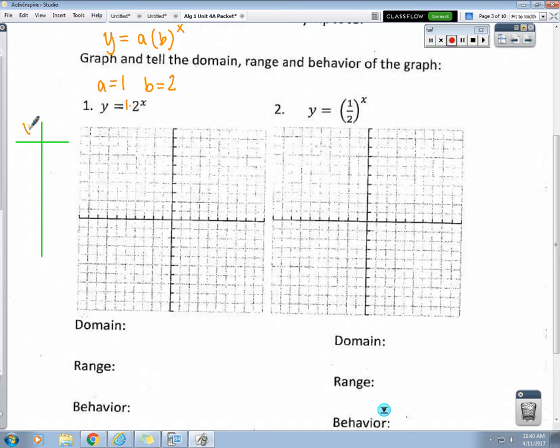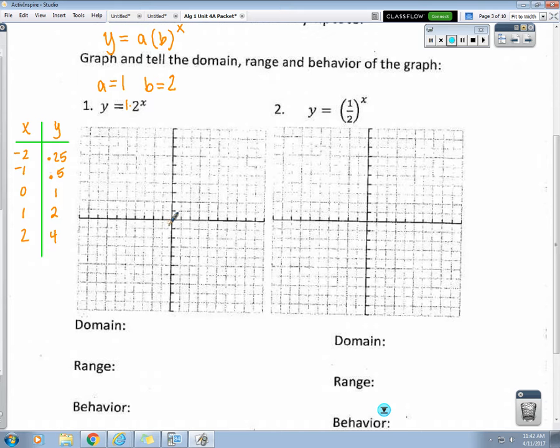Okay, so let's create a table. And we'll just use -2, -1, 0, 1, 2. Go ahead and plug those numbers into the x place to figure out the y values. When you plugged in a -2, what was the y value? -1, 0, 1, and 2.